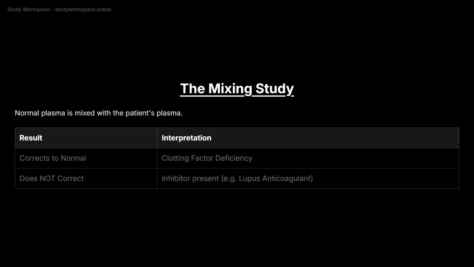Another important investigation is the mixing study. When a patient has a prolonged prothrombin time or activated partial thromboplastin time, normal plasma is mixed with the patient's plasma. If the abnormal result corrects, the patient most likely has a clotting factor deficiency. If it does not correct, an inhibitor is present, such as lupus anticoagulant.